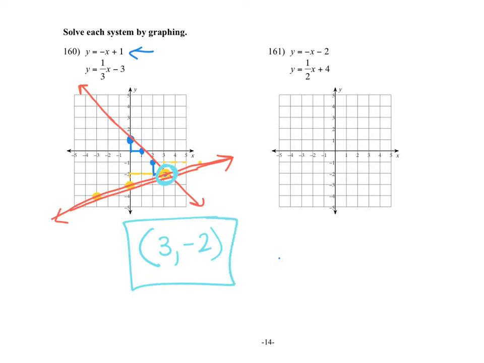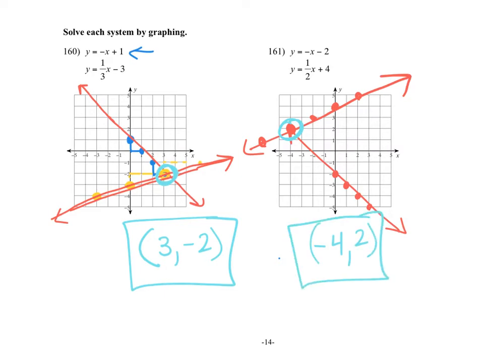Let's try one more. So first one, negative 2. I'm going to go down 1 over 1, down 1 over 1, down 1 over 1. Graph my line. Okay. The other one starts at 4. I'm going to go up 1 over 2, but I can't go that way. So let's go to the left. So down to the left, down to the left, and then down to the left. So it seems as though this is my point where the two lines cross, which I believe is negative 4 and 2. And that would be your answer.